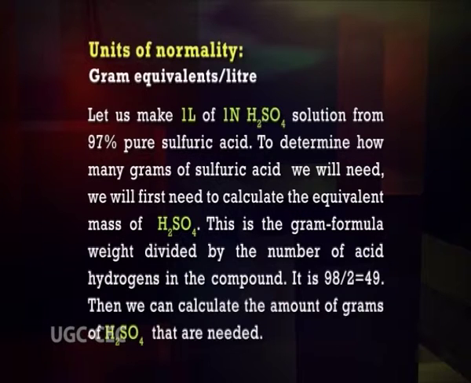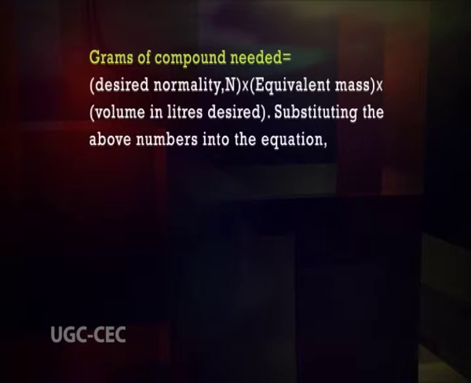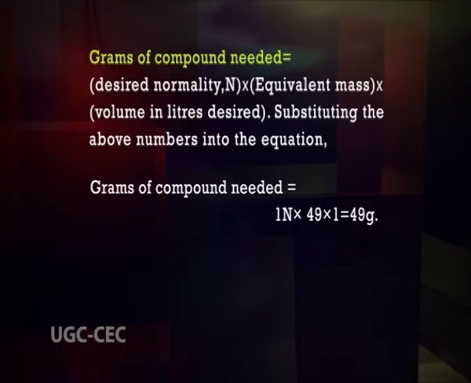Then we can calculate the amount of grams of H2SO4 that are needed. The formula to calculate this is: grams of compound needed is equal to desired normality times equivalent mass times volume in liters desired. Substituting the above numbers into the equation, we get grams of compound needed is equal to 1 normal times 49 times 1, which is equal to 49 gram. A 1 normal solution requires 49 gram of pure sulfuric acid powder diluted to 1 liter of water.